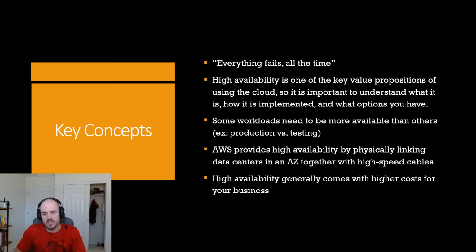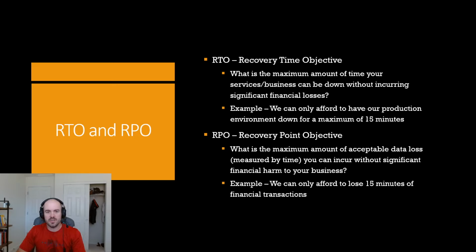Some workloads definitely need to be more available than others. For example, a production workload that's business critical needs to be available pretty much all the time, versus a testing environment that you're playing around with. AWS provides high availability by physically linking data centers in an availability zone together with high-speed cables. High availability generally comes with higher costs for your business because you're provisioning more resources just in case something happens.